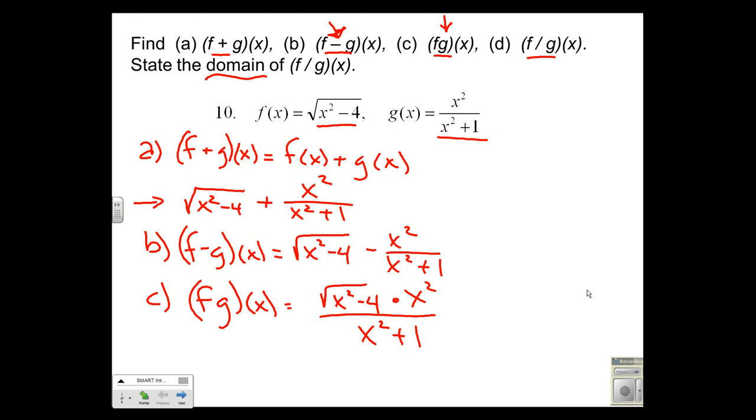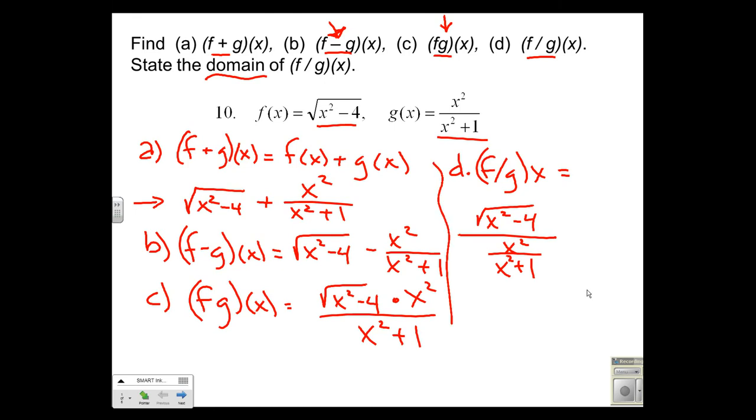And f on g of x. So here is part D. F on g would be f of x, the square root of x squared minus 4, on g of x, which is x squared on x squared plus 1. And that one I would expect we would simplify. We're going to go ahead and simplify that into x squared plus 1 times the square root of x squared minus 4, all on x squared.